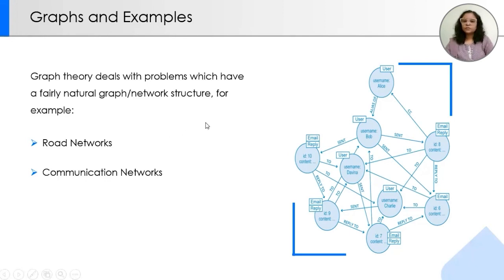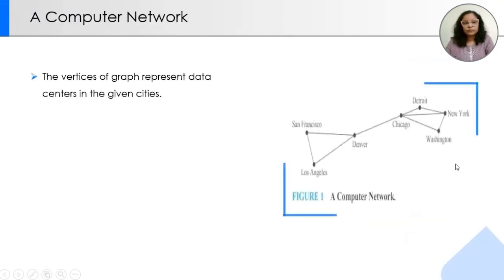then only graph theory helps us to solve those particular problems. As you can see in the image that has been provided for you, how some users are sending or receiving emails. The vertices are representing users and the edges are representing whether the email has been sent or whether it has been received. Now let's see another example to make it even more clear.